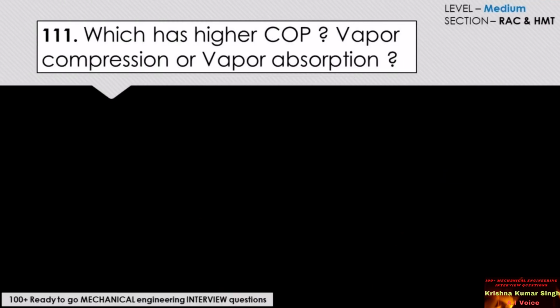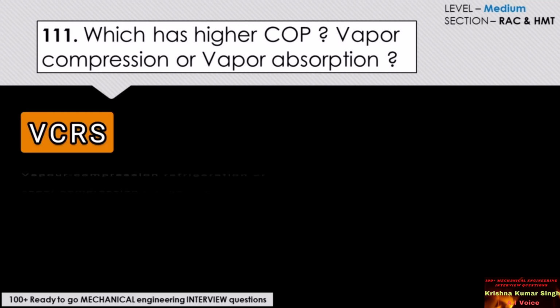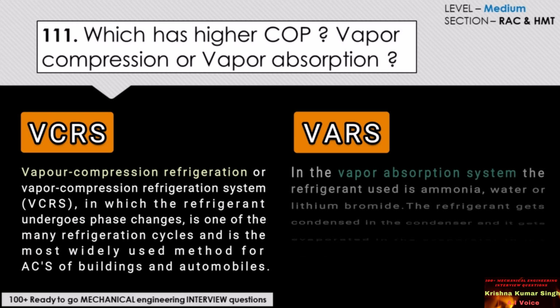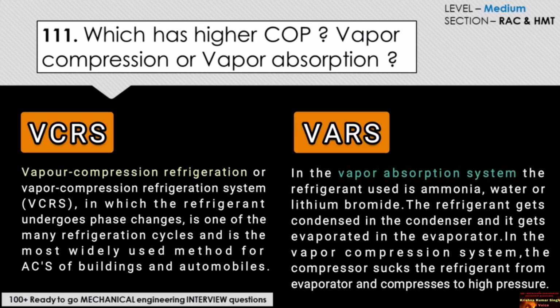Which has higher coefficient of performance, vapor compression or vapor absorption? Vapor compression refrigeration system, or in short VCRS, in which the refrigerant undergoes phase changes, is one of the many refrigeration cycles and is the most widely used method for air conditioning of buildings and automobiles. In the vapor absorption system, the refrigerant used is ammonia, water or lithium bromide.